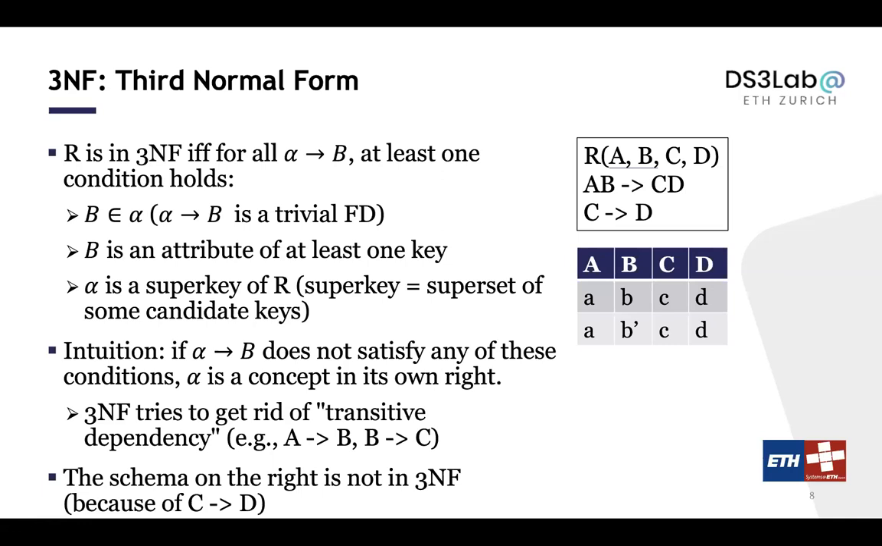So the intuition behind the third normal form is if you have an evil functional dependency alpha to B that does not satisfy any of these conditions, often it is the case that the alpha, the left-hand side, is actually one entity that deserves its own relation, okay? So one example is third normal form tries to get rid of transitive dependencies, right? You have something from A to B and something from B to C, right? So in this case, I really want to decompose it into essentially 2 different relations.